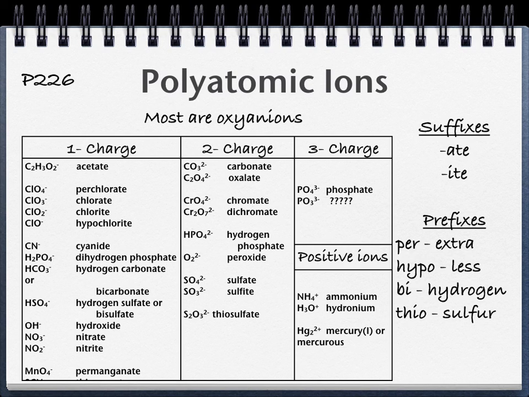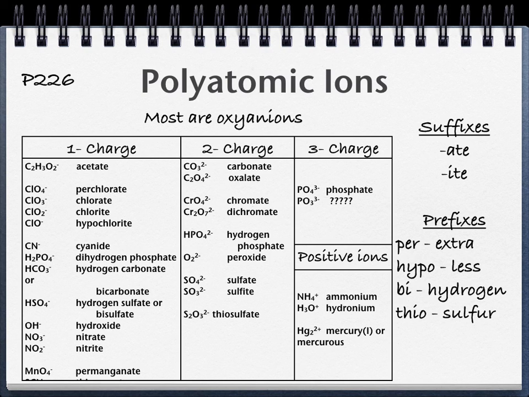Look over in the 2- charge column. We see something called peroxide. Okay, oxide would be O with a 2- charge. Peroxide, an extra oxygen, O2 with a 2- charge. So per is a prefix that means extra. Now, in a lot of cases, it's meaning an extra oxygen.